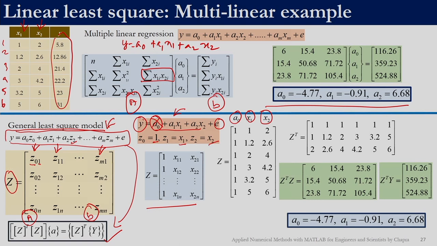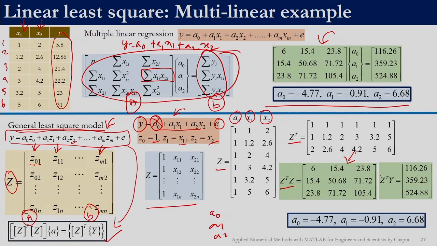The solution which we will get will also be of the same form: the first value that we get will be A0, the second value will be A1, and then we will get the final coefficient A2. If this is Z, obviously this will be Z transpose. If you multiply Z transpose Z, we will get a 3 cross 3 matrix, and that 3 cross 3 matrix will be exactly similar to what we have got here, right? So these two matrices are similar. Without computing all these terms over here, we can directly get it by doing Z transpose Z. Similarly, for the right hand side vector, instead of computing this, we can merely do Z transpose Y, where Y is the set of values we have got for the dependent variable. Again we will get 3 rows, 1 column, a column vector, and this will be similar to what we have over here.